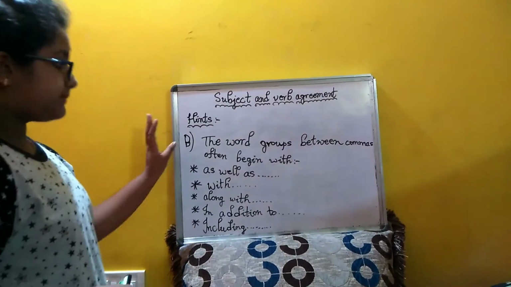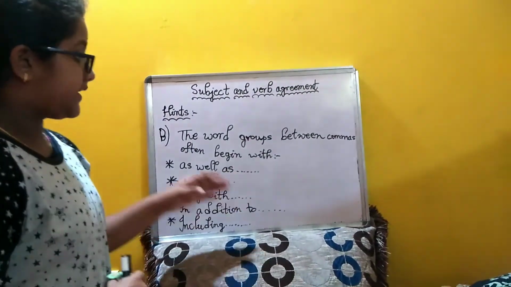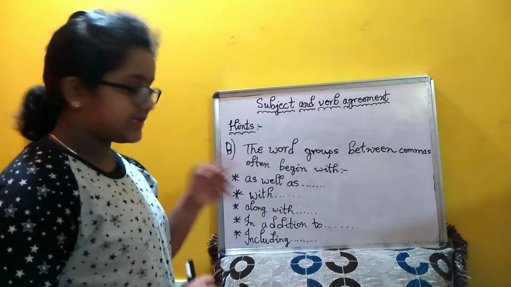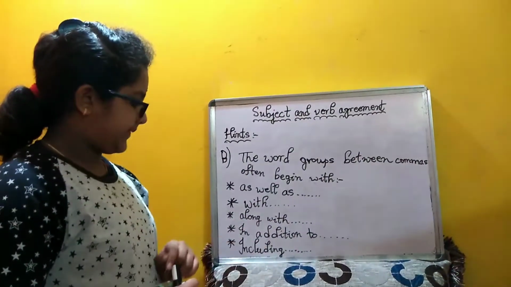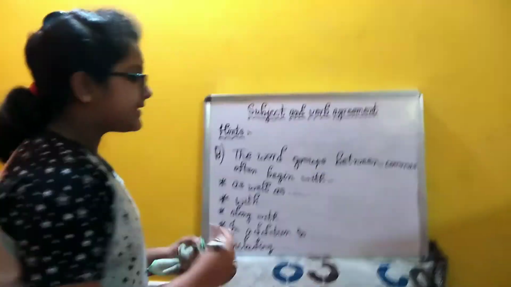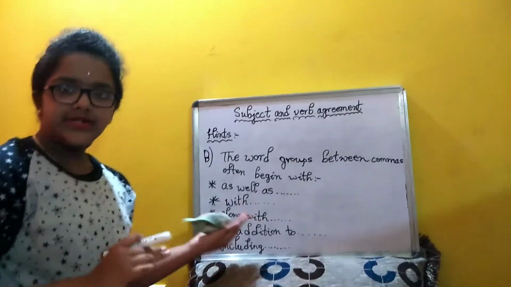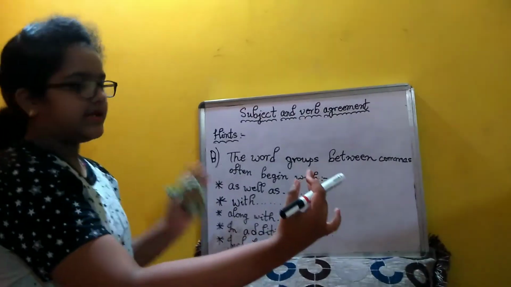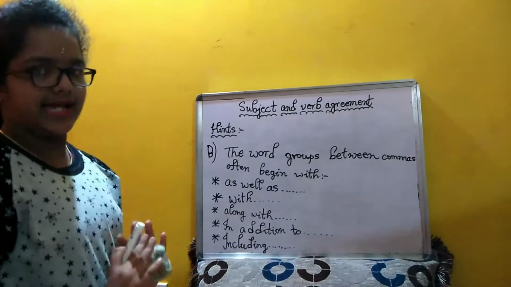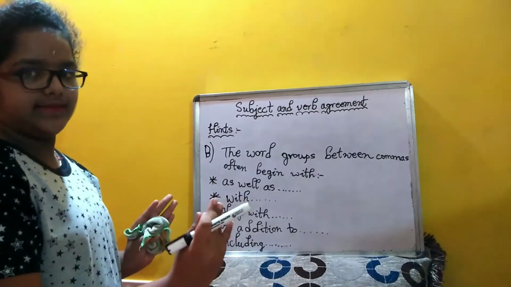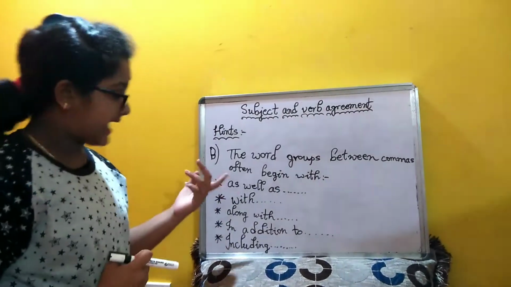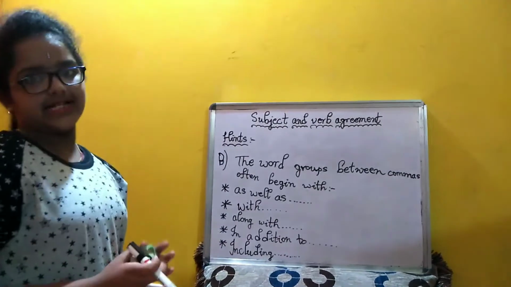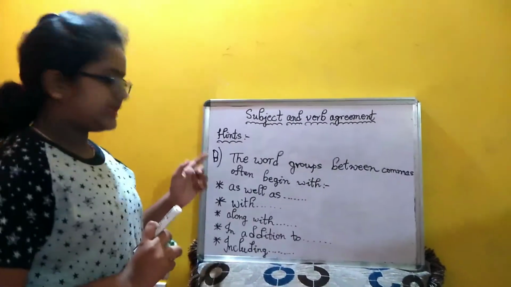In hint B itself, the word groups between commas often begin with as well as, with, along with, in addition to, or including. The word groups between commas, as I have explained before in the example, such as "the nurses as well as the nurses," that phrase we have to keep aside as it is between the commas. It can start with as well as, with, along with, in addition to, and including. Okay, so this is still hint B.